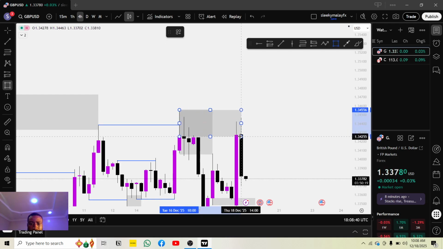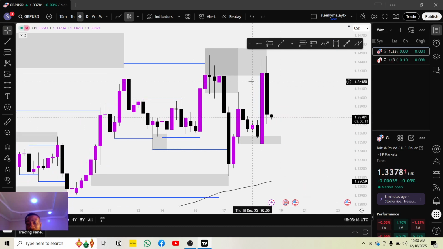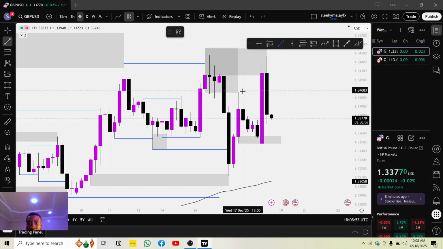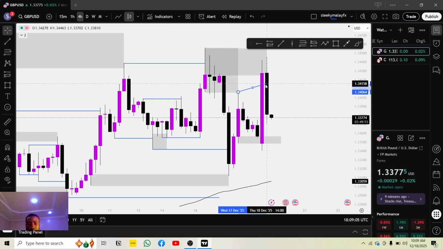This is the extreme level price came to. I was having this in mind also. I was saying I should extend my ratio to the very top, but I was like, no, let me just leave it where it is. So this is the liquidity itself that was taken out for this very drop to happen.